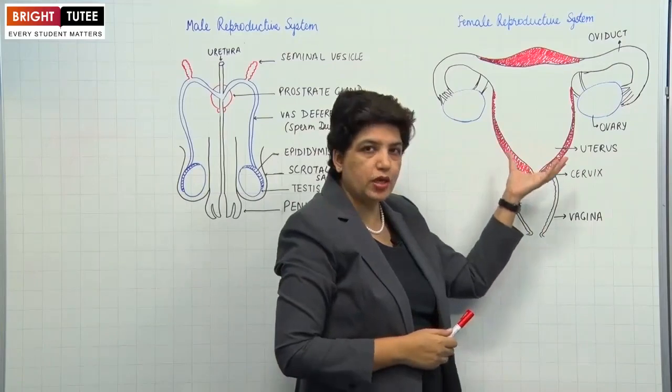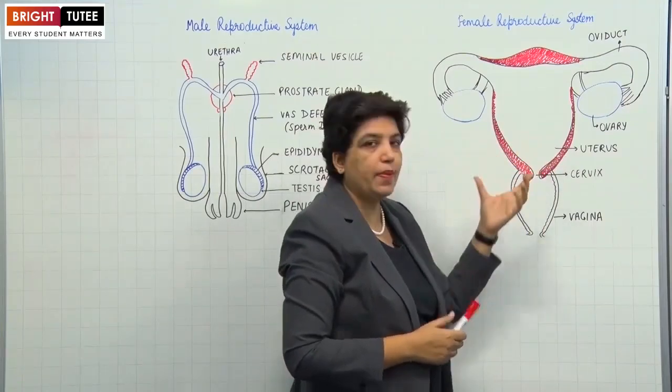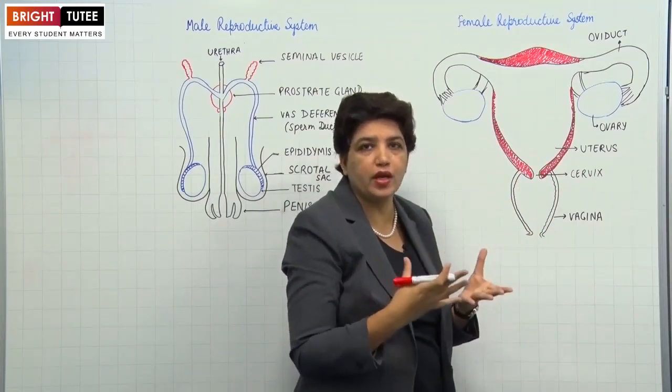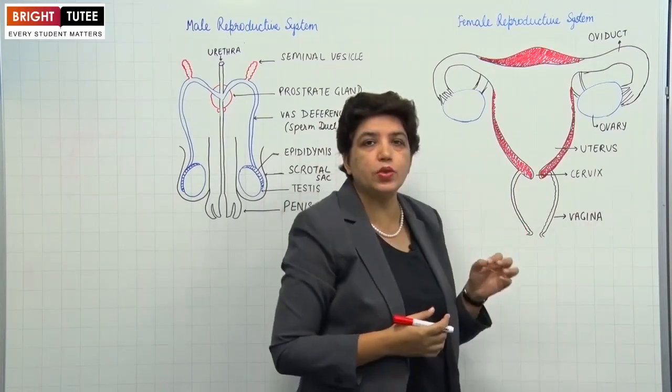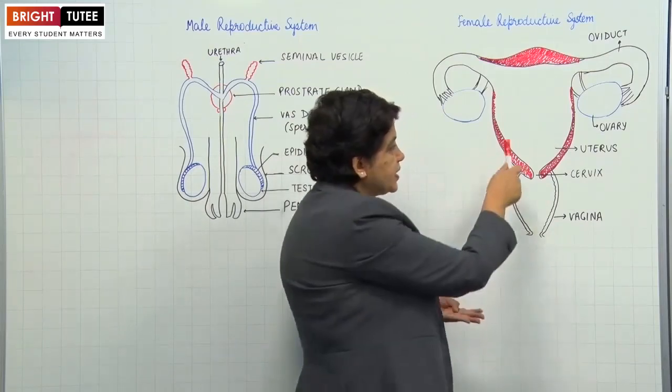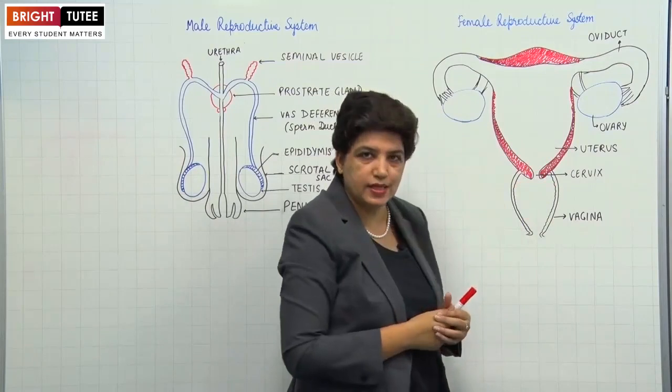This is a muscular, thickly lined bag, and it is elastic. It can expand when the baby is growing in it. The uterus, in common words, is known as the womb, where the baby grows. It is thickly lined, as you can see.